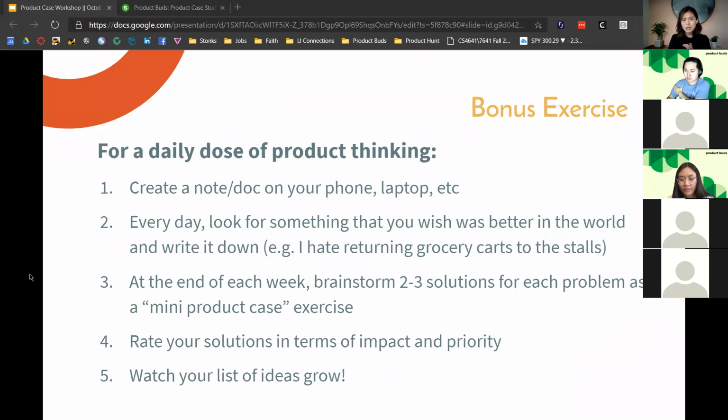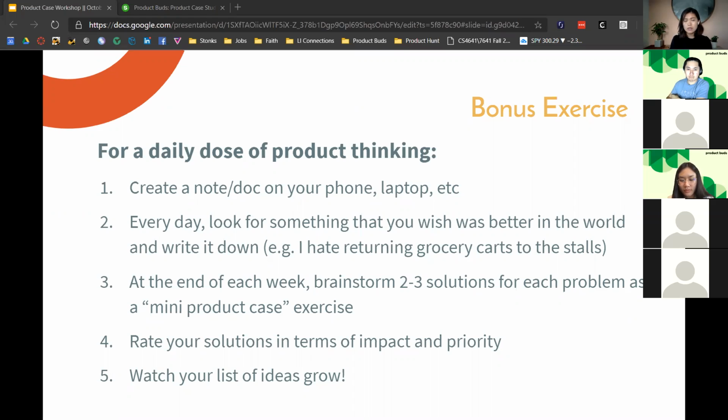So basically, this is what I start doing when I want to get in the mindset of thinking about product questions. About a month before my interviews, I start to create an ongoing doc where every time even the smallest things irritate me, or if I notice something that can be improved, I just write it down. I don't think about anything else. I just note it. And then at the end of each week, for every item I've noted, I brainstorm 2 to 3 solutions for each problem. I either write it or I just think about it.